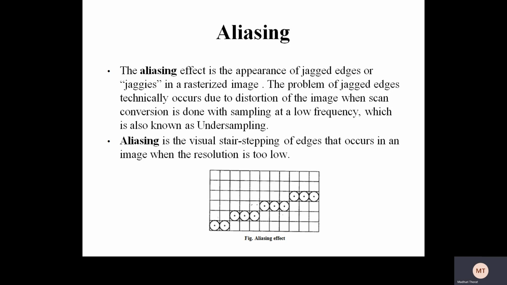So the problem of jagged edges technically occurs due to distortion of the image when the scan conversion is done with sampling at a low frequency, which is also called the undersampling method. So aliasing is the visual stair-stepping of edges that occurs in an image when the resolution is too low.